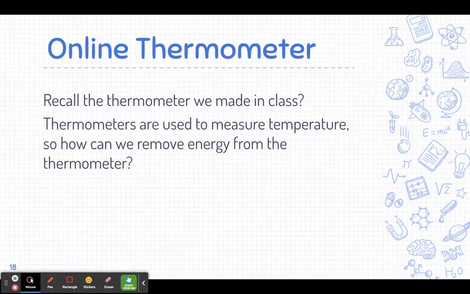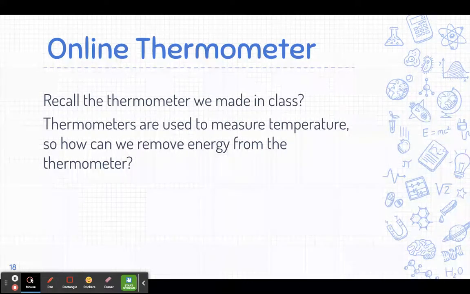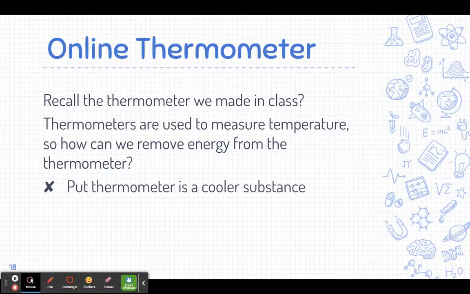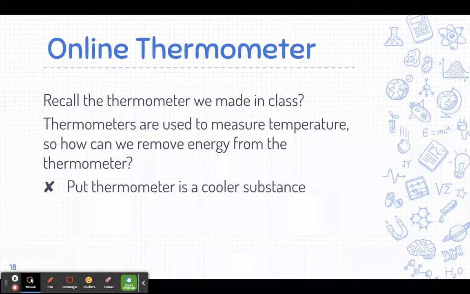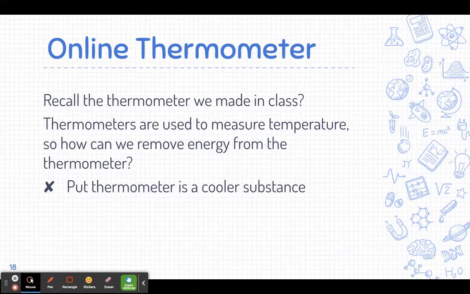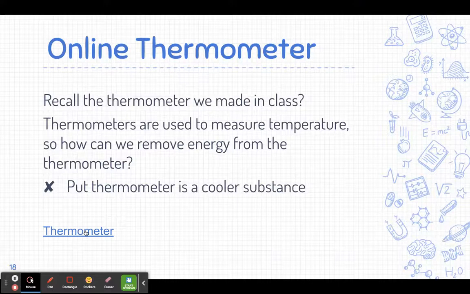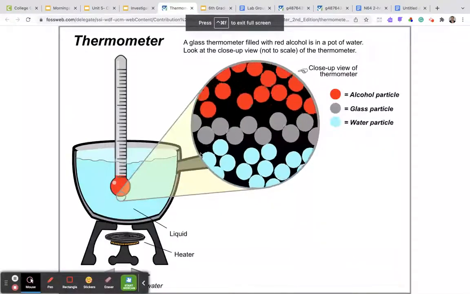So thermometers are used to measure temperature. So how can we remove energy from the thermometer? Keep in mind when we talk about this, energy always transfers from high to low, or hot to cold. So we talked about in class, well, one way we can remove the energy from the thermometer is by placing it into a cooler substance. By placing it in cold water, it's taking energy out of the thermometer and putting it into that cold water environment around it. Then we looked at this wonderful thermometer animation.